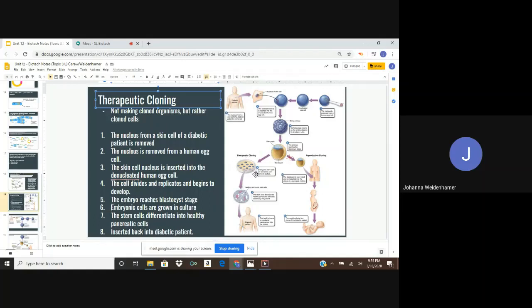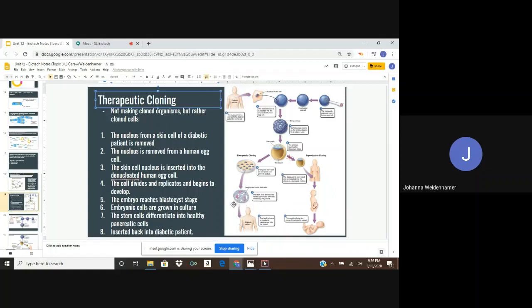Taking a look at step 6, the embryonic cells are grown in culture. So looking at the image, we now have this blastocyst with many cells that came from the patient, and scientists are going to allow it to grow in a petri dish. Looking at step number 7, the stem cells differentiate into healthy pancreatic cells. So scientists were able to manipulate these stem cells into creating healthy pancreatic cells.